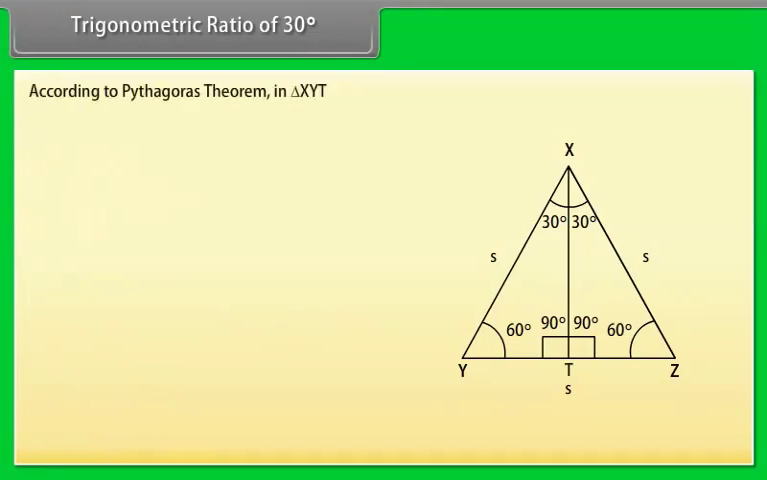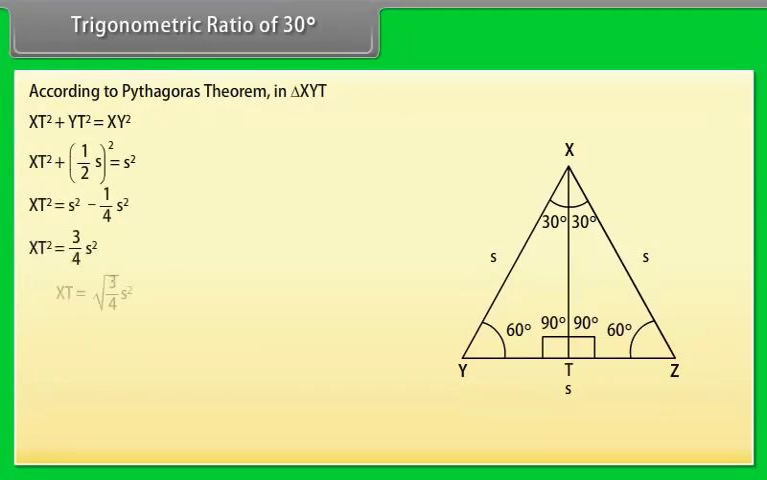According to Pythagoras theorem, in triangle XYT, XT square plus YT square is equal to XY square. By substituting the values, we get XT square plus 1 upon 2S whole square equals S square. Now, by calculating it, we get XT is equal to square root 3 upon 4 S square, which is square root 3 upon 2S.